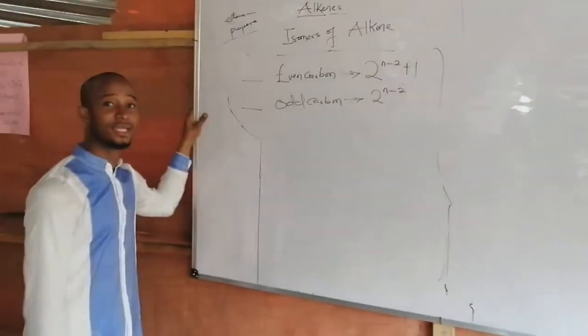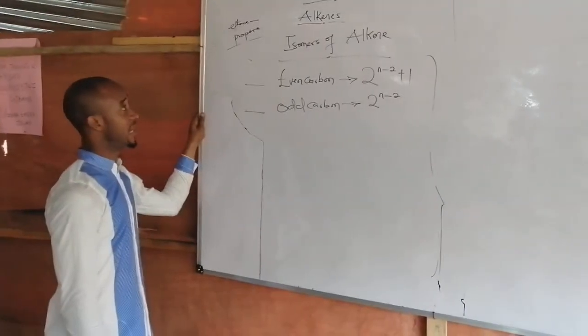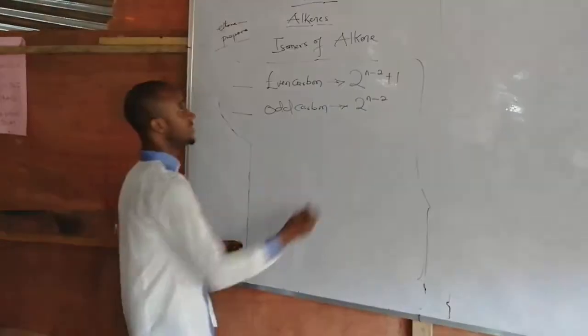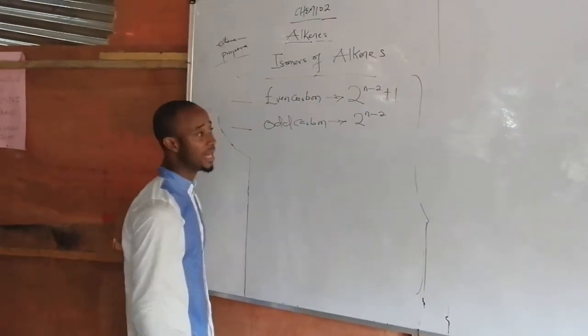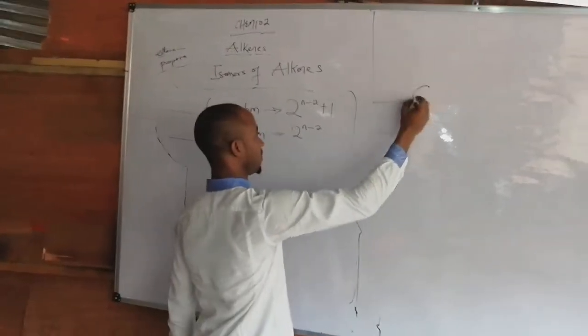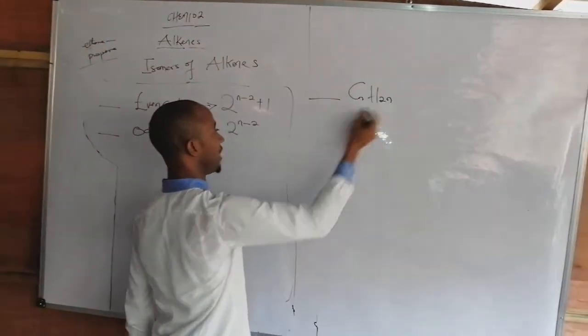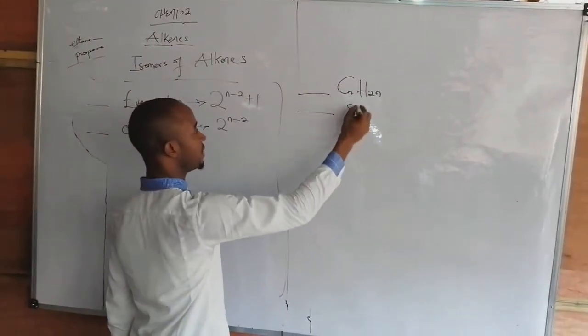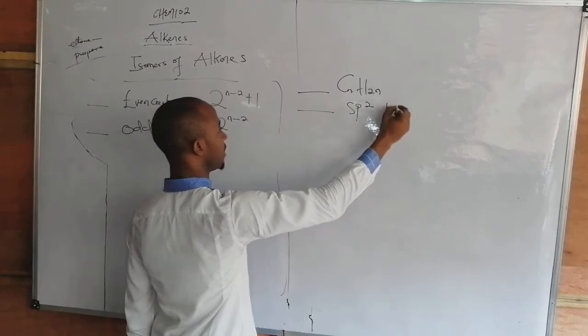Good morning, students. This morning we want to look at isomers of alkenes. By now we know what alkenes are. We said that alkenes have a general formula of CnH2n. Alkenes are sp2 hybridized.